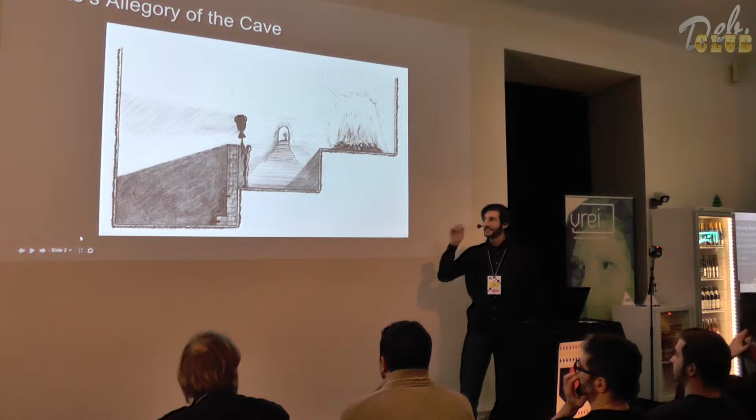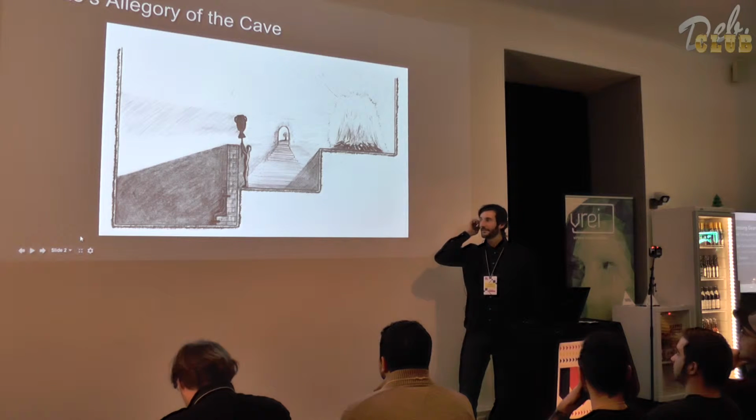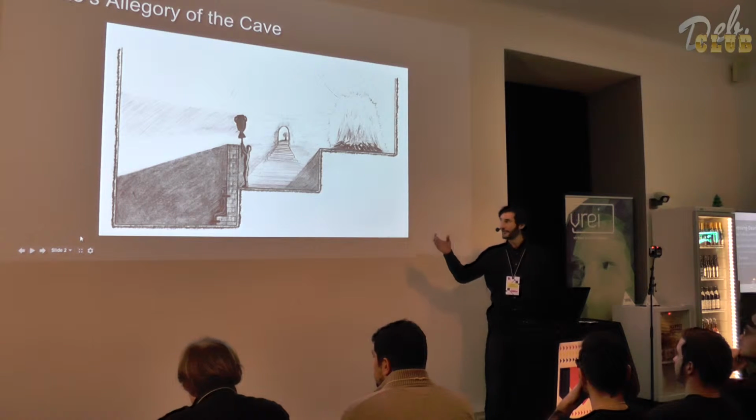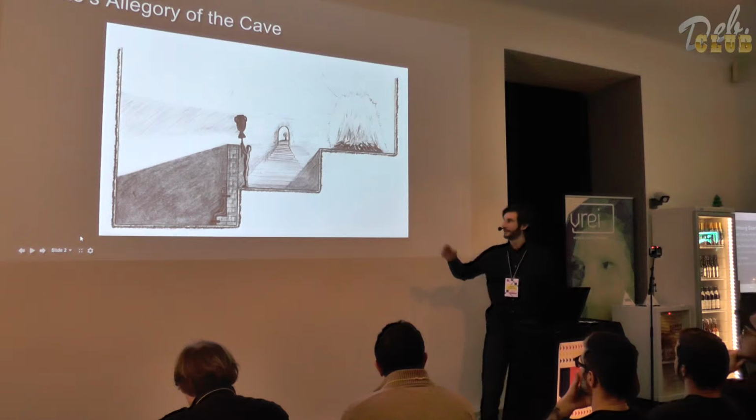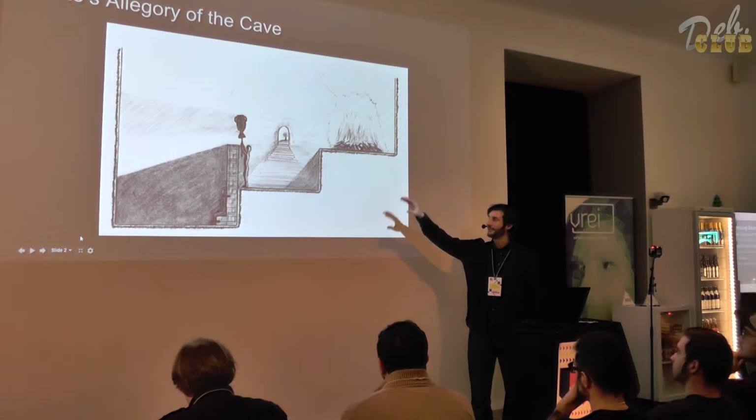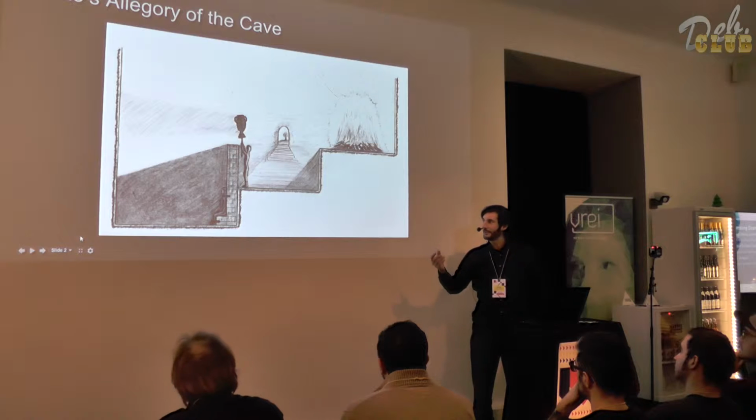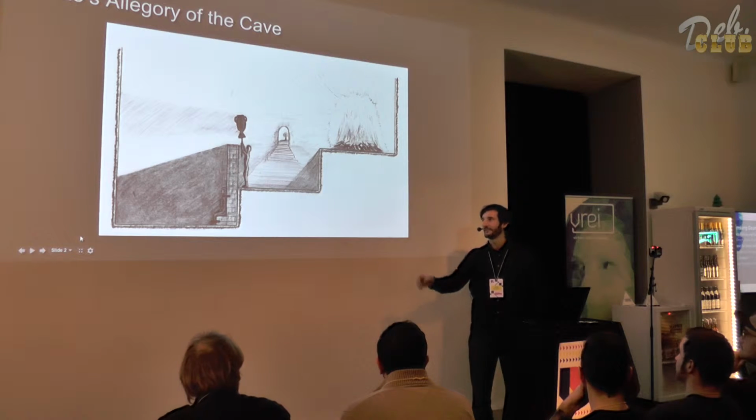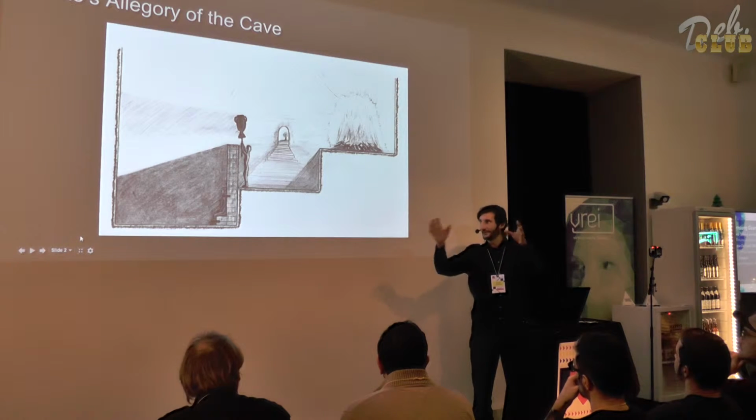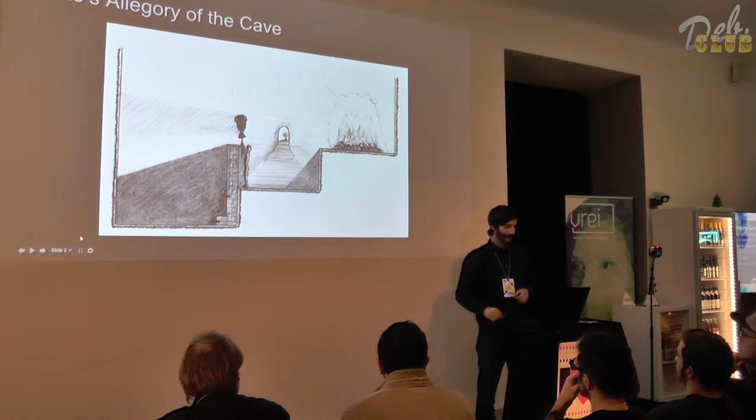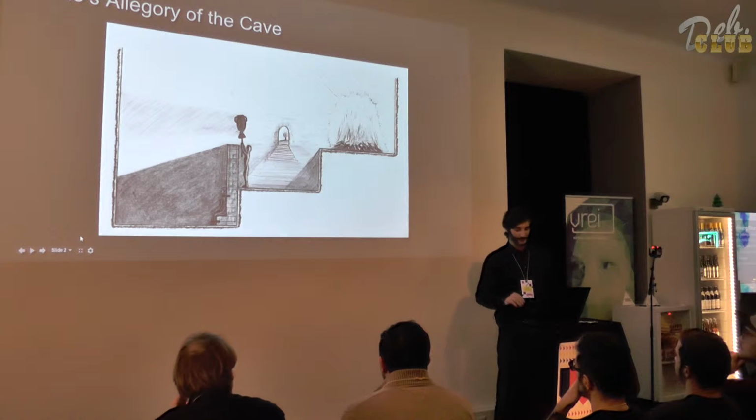So, what these slaves in the end perceive is always a distorted view of reality. Of course, these objects are real, the fire is real, but they don't really perceive the objects themselves. They just perceive this distorted projection on the wall.